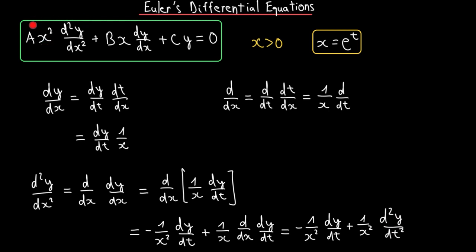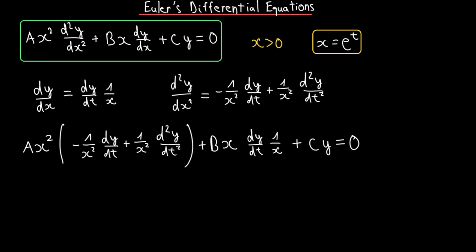So now we will turn this differential equation into a differential equation with constant coefficients. And so now what I've done here is I've replaced the first derivative with respect to x and the second derivative with respect to x with our new derivative form with respect to t. And so what we notice is that the x squared cancels out with the minus 1 over x squared here, as well as the 1 over x squared here. And the x cancels out with the 1 over x, which is exactly what we wanted, because now this differential equation becomes a differential equation with constant coefficients.